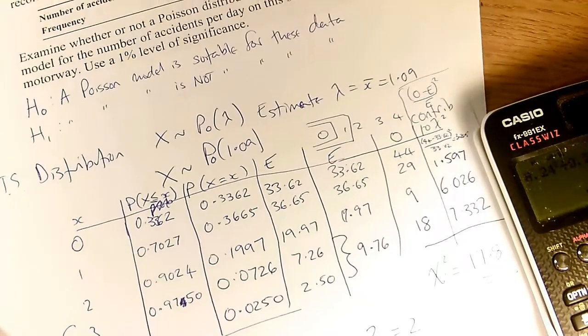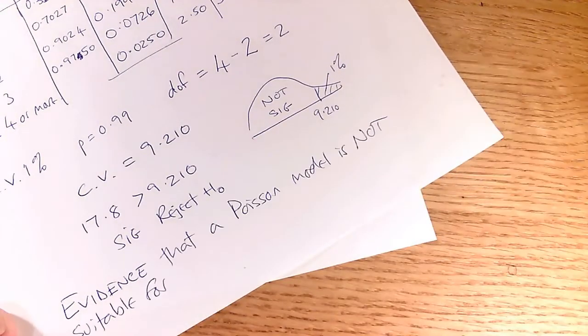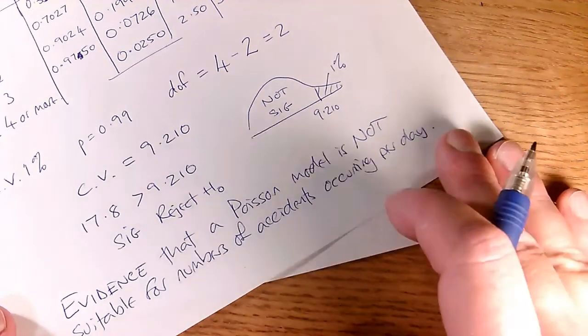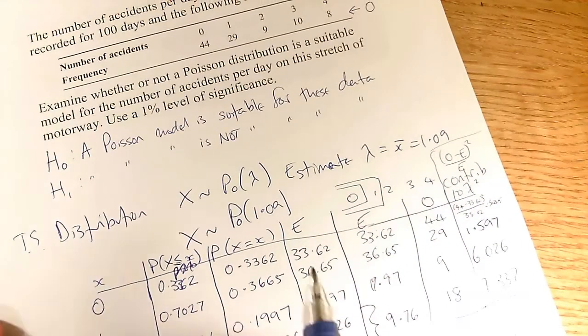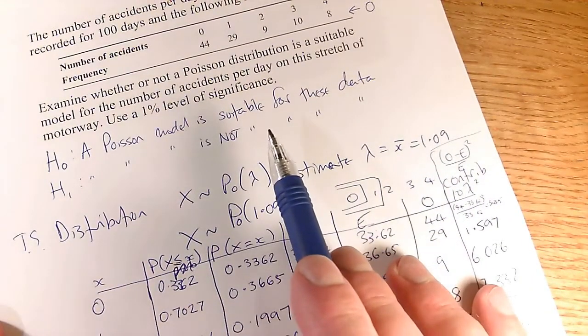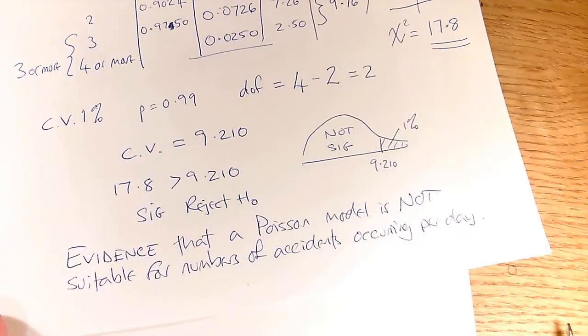H1 is that the Poisson model is not suitable for these data, but now I need to go into context. Okay, so I can't just say evidence that a Poisson model is not suitable. I have to say what it's not suitable for, which is for the number of accidents occurring on the days. So there's my conclusion in context. Okay, I'll just go back. Have I answered everything in this question? I've examined whether or not a Poisson model is suitable for accidents per day, and I've got a conclusion, and I did use that significance level, so I am done. Wasn't that fun?